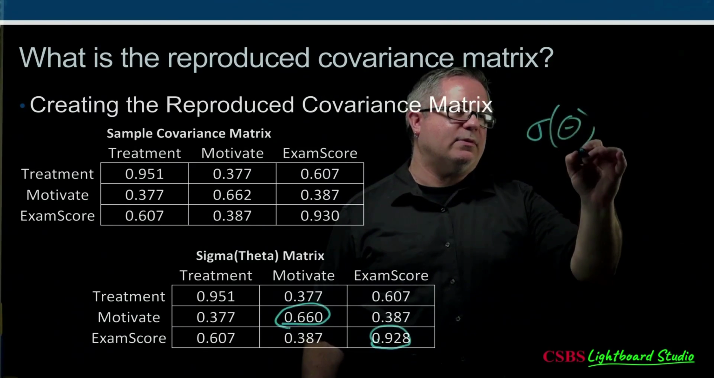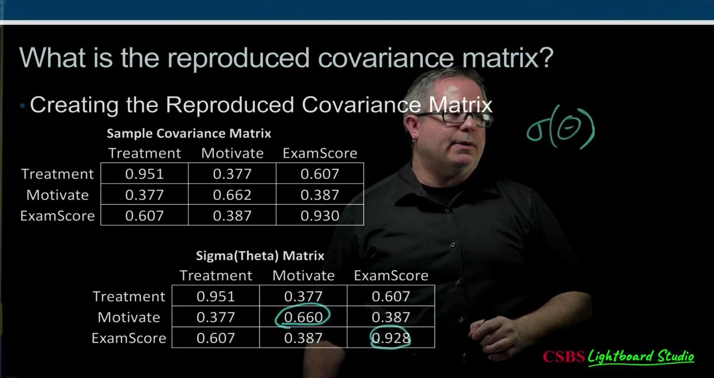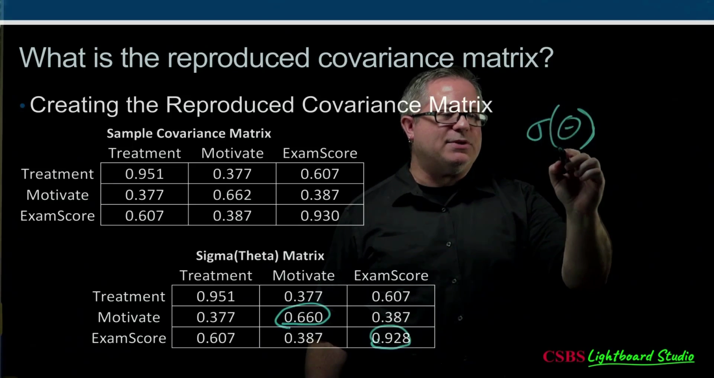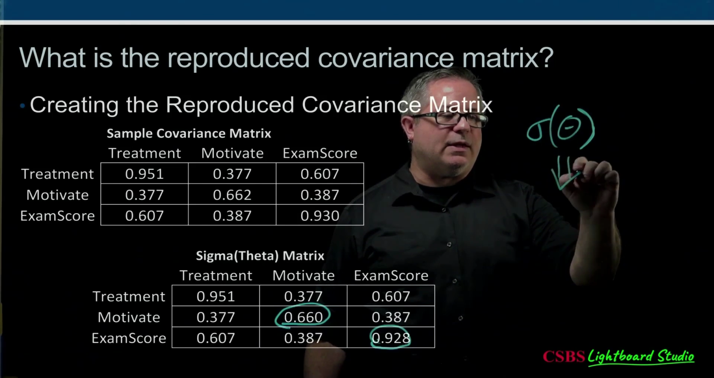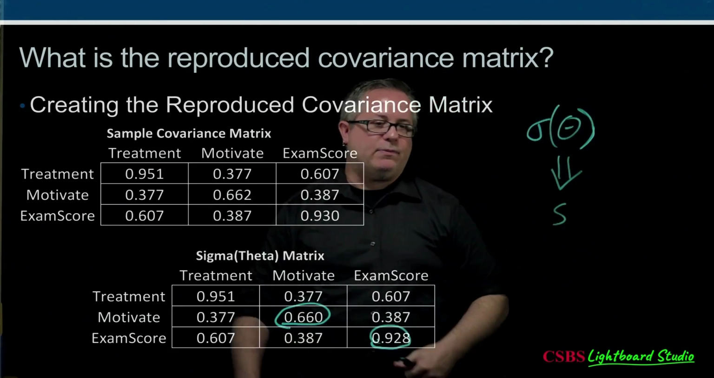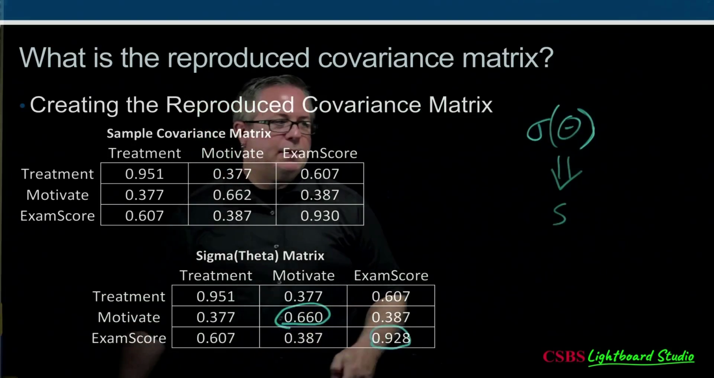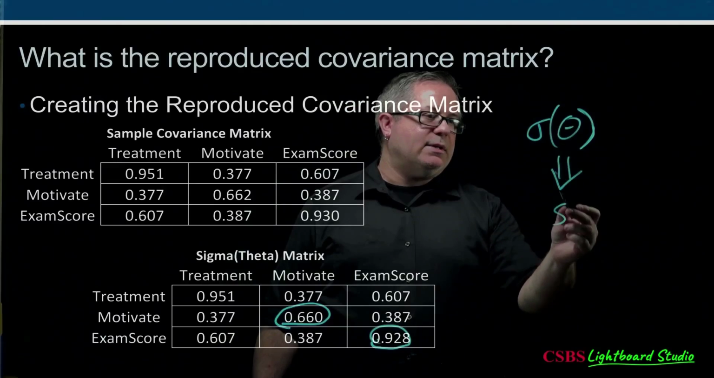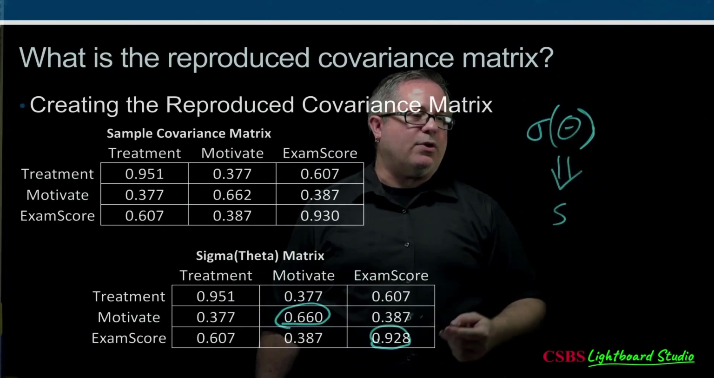Sigma theta matrix, that is the population. We think this is what's going on in the population, and we think that by specifying that, it's going to explain what's going on in S. S we have. S we just compute it. We figure out a model to try to explain what's going on in S. So we're thinking this is why it's actually called sigma theta.